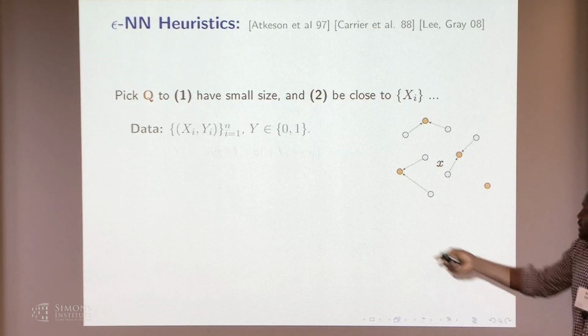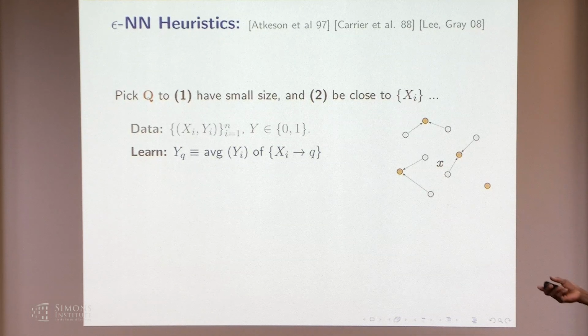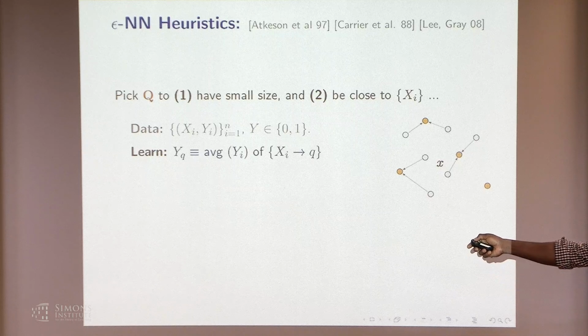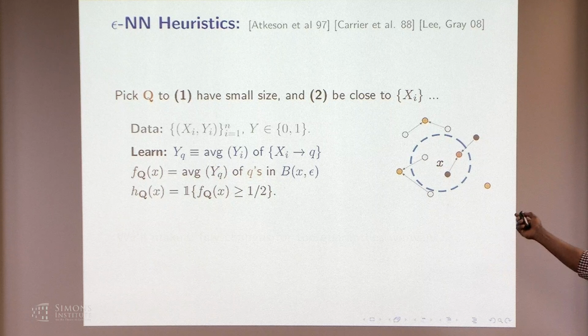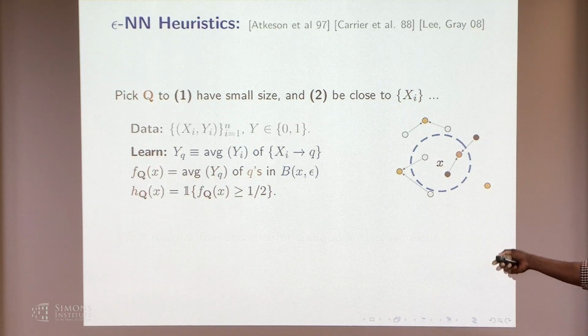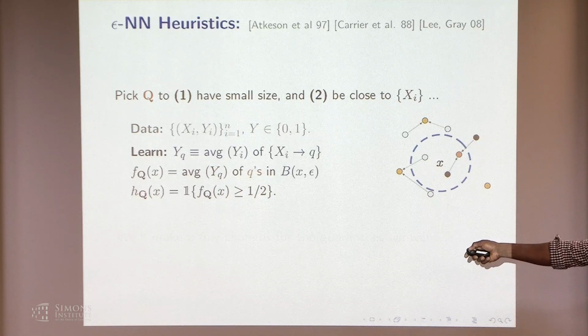Let's say this is the data. Let's imagine that we are in classification, although everything that I'll talk about also holds for regression. So Y_Q: for every one of the quantization points, you assign a label, and the label you assign is just the average label of the points assigned to it. Then you do regression or classification. The regressor here can be viewed simply as the average of the Y_Qs in a ball of radius epsilon around X. And then the ensuing classifier is just the thresholding of that regressor.